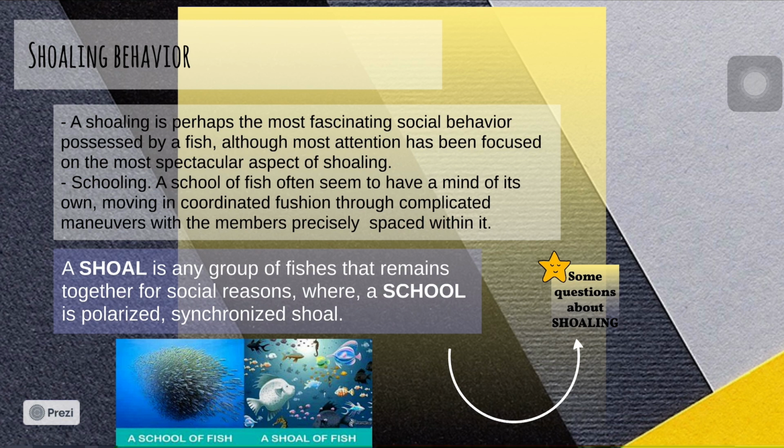Then there are a lot of questions about shoaling, and this is the question that I want to ask. A shoal is any group of fishes that remains together for social reasons, where a school is a polarized, synchronized shoal. So it looks kind of different, but when we say it, it is like the same question, same answer.